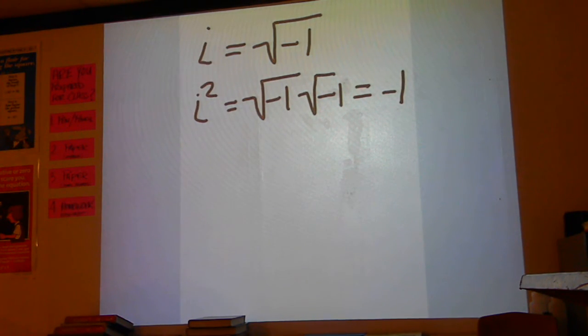Anytime you multiply two square roots that are the same together, you just get an answer that is under one of the square root signs, -1.